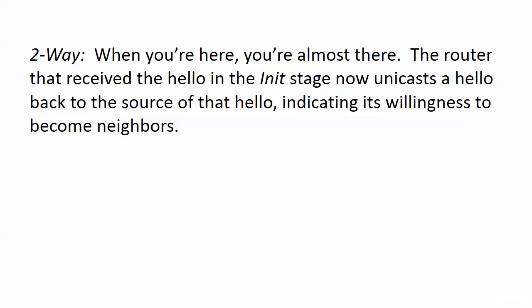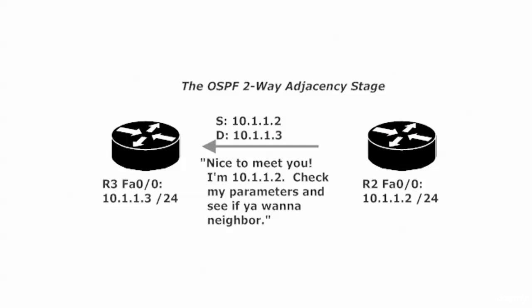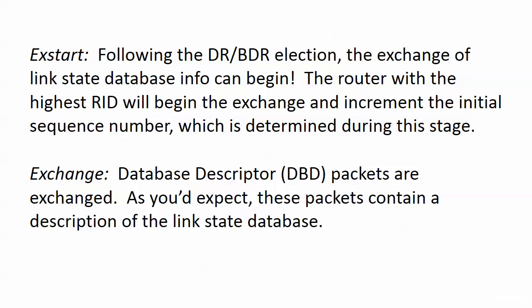Because if you run into problems with adjacencies, it usually happens way before you get to two-way state. When we ran into adjacencies earlier with the mismatches, if I had done a debug and we were running those, we wouldn't have even gotten near two-way stage. And what happens here is that the router that received the hello in the init stage now unicasts a hello back to the source of that hello, indicating its willingness to become neighbors. So this reply is indeed a unicast. This would be coming from 10.1.1.2 and the destination 10.1.1.3. And basically it's like, hey, nice to meet you. I'm 10.1.1.2. Check my parameters out and see if you want a neighbor. And that's all there is to it.